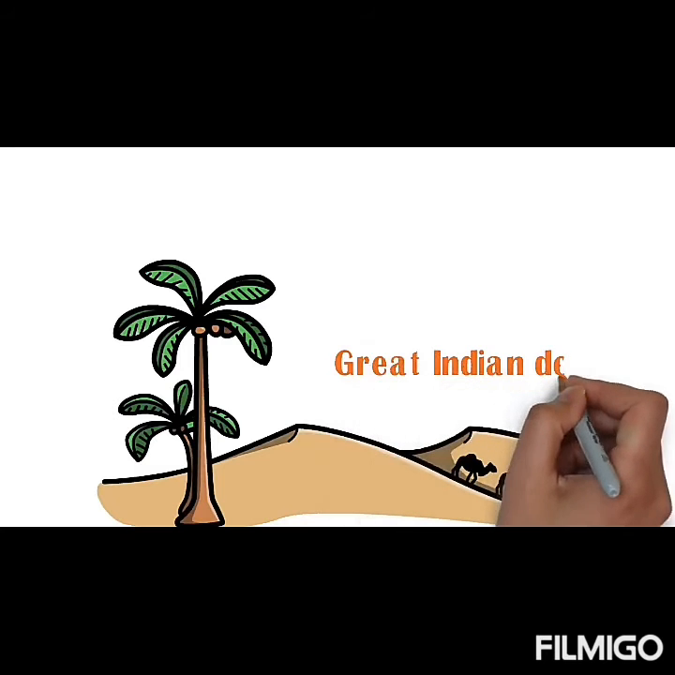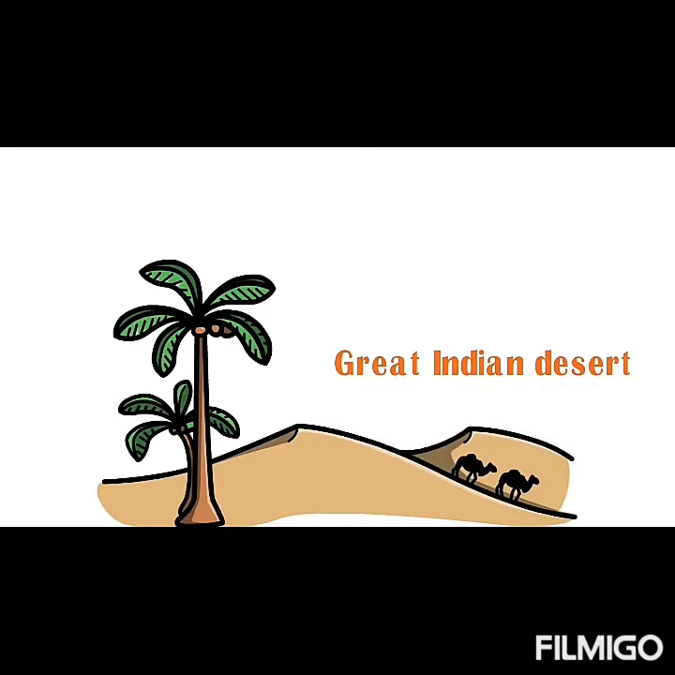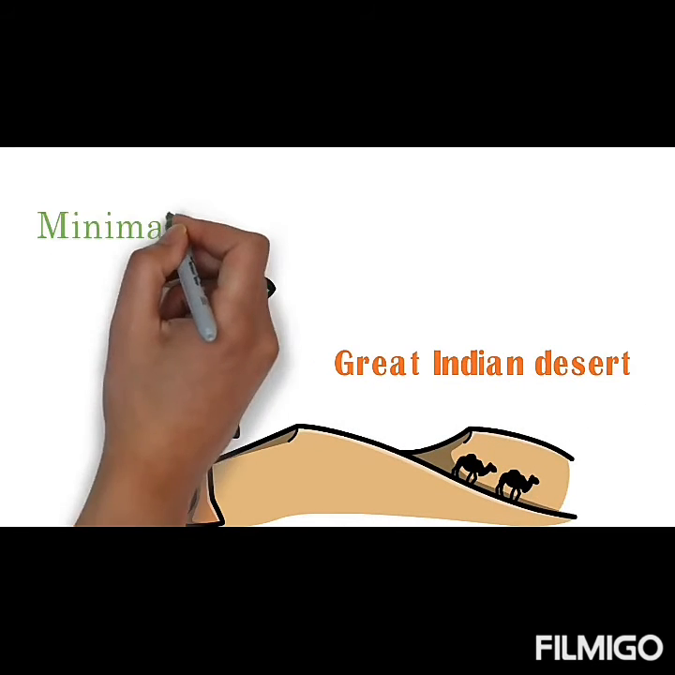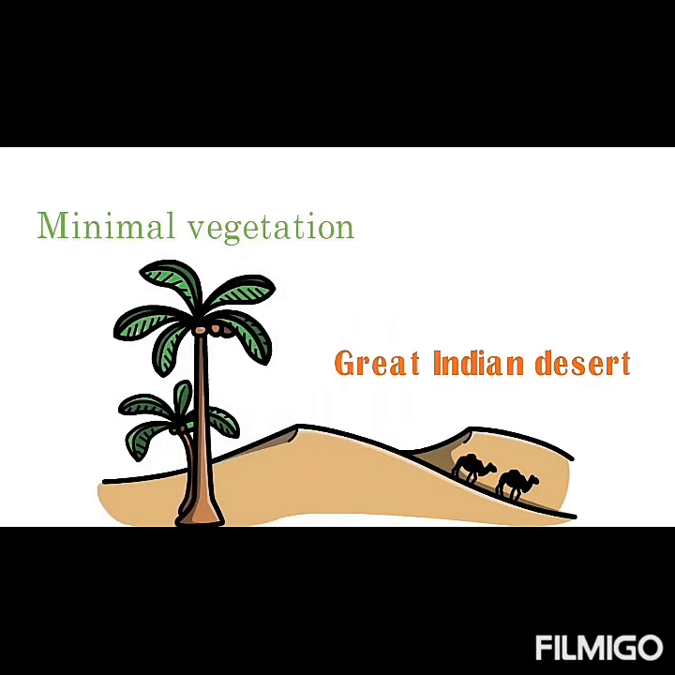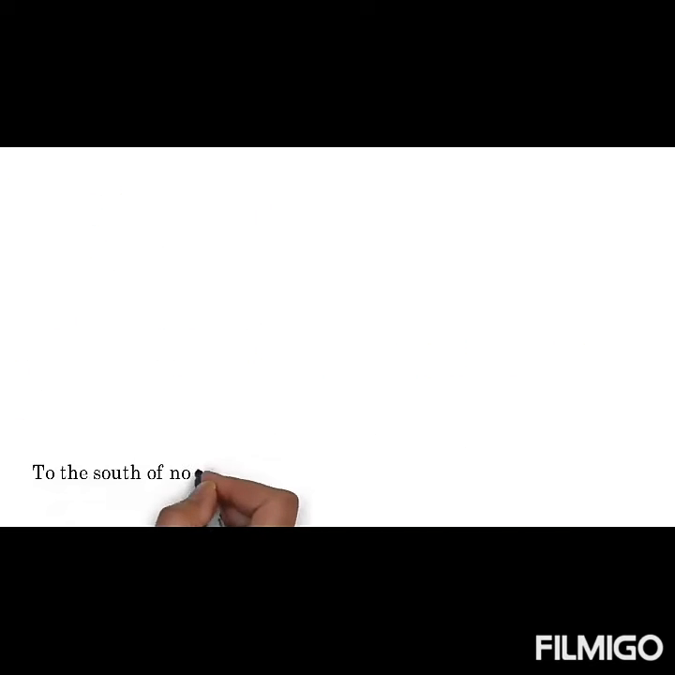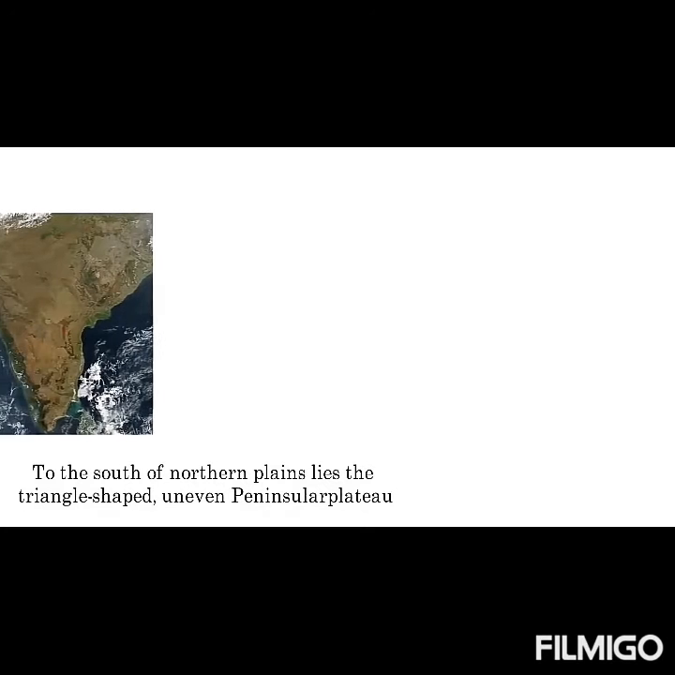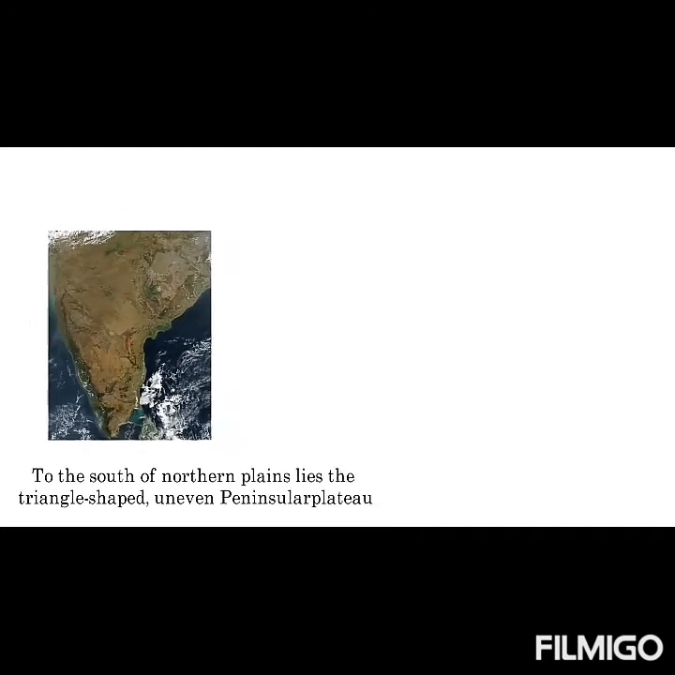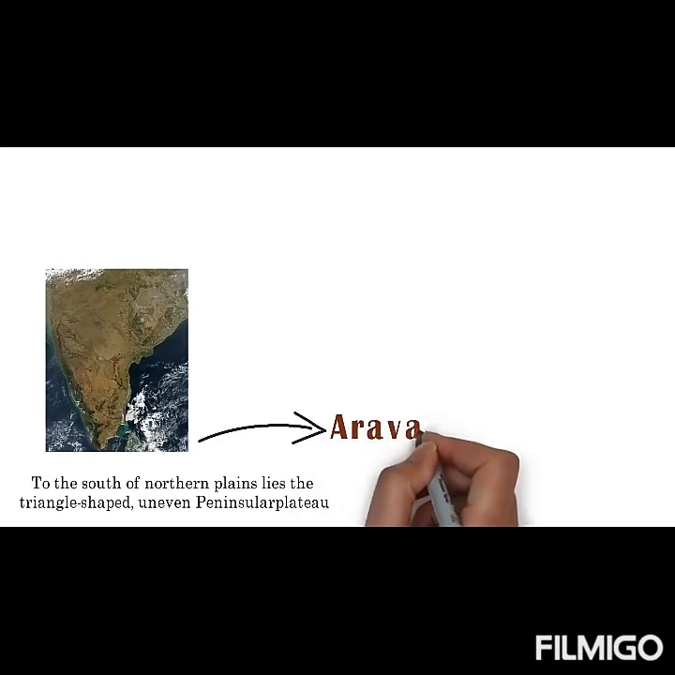In the western part of India lies the Great Indian Desert. It is a dry, hot and sandy stretch of land. It has very little vegetation. And to the south of the northern plains lies the Peninsula Plateau. It is triangular in shape. Here, the relief is highly uneven.